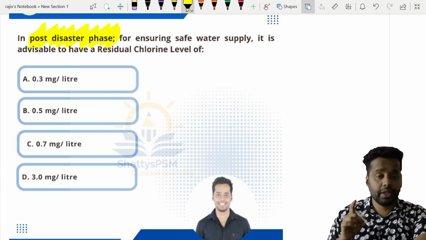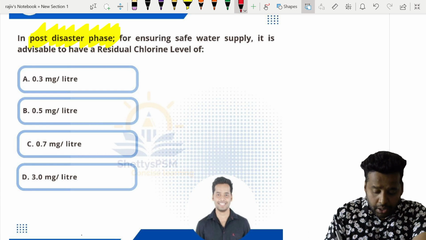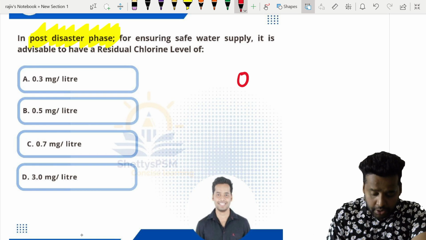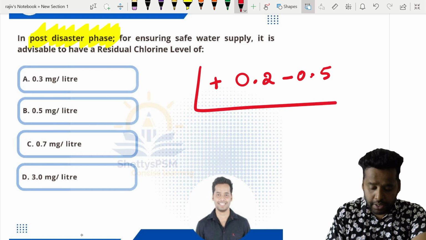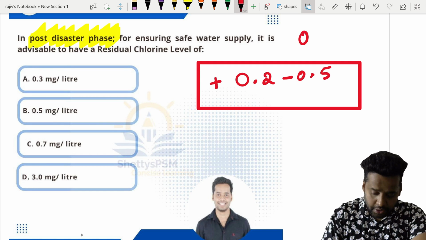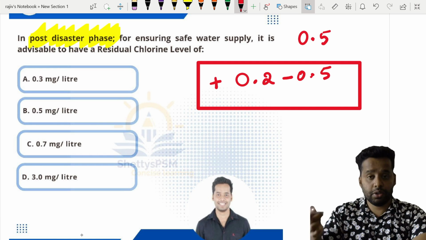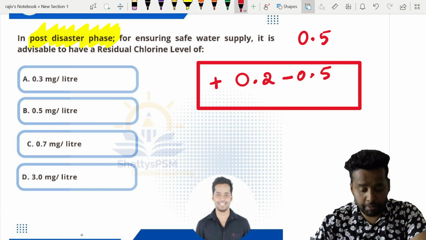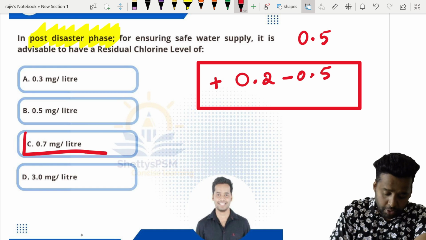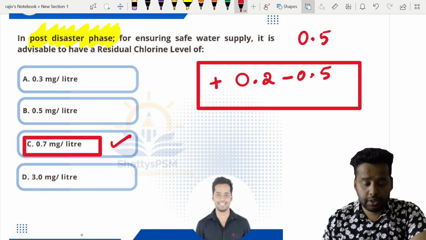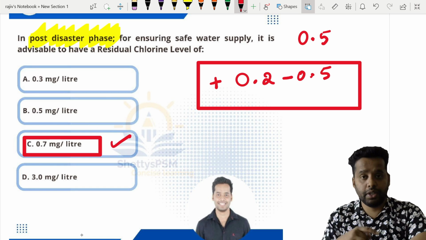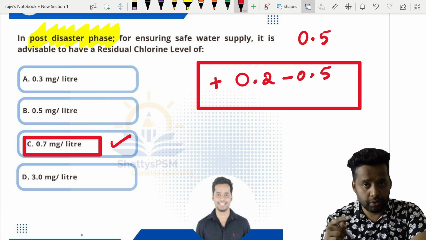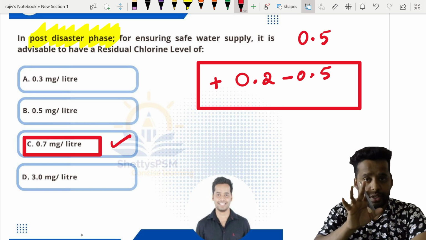Post disaster, what should be the level of residual chlorine? Normal condition we keep 0.5. After a disaster we have to increase it by extra 0.2 to 0.5. This is what is given in the textbook. Extra addition you have to do. Normal condition is 0.5. For that you have to add extra 0.2 to 0.5. Means anything in the range of 0.7 to 1 is sufficient. So anything in the range of 0.7 to 1, that means more than 0.7. This will be the question.